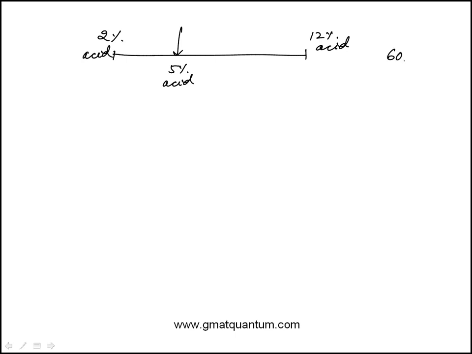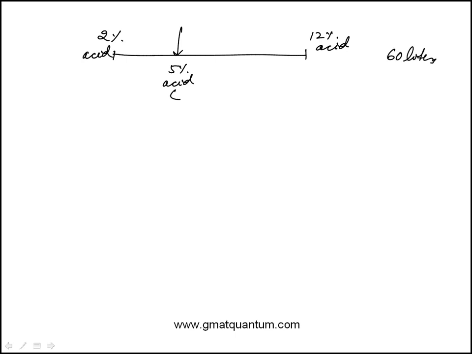So we'll do this problem in two different ways. The first one is using the concept from weighted average, because mixture problems are really weighted average. So we have 2% acid on one extreme and the other one is 12% acid, and we're mixing this to create a 5% acid solution. And we have a total of 60 liters.